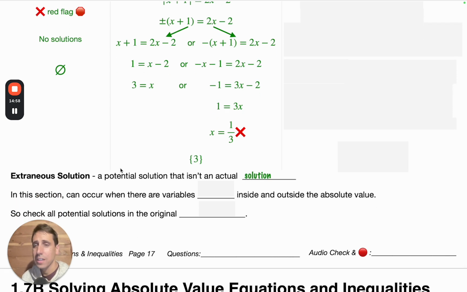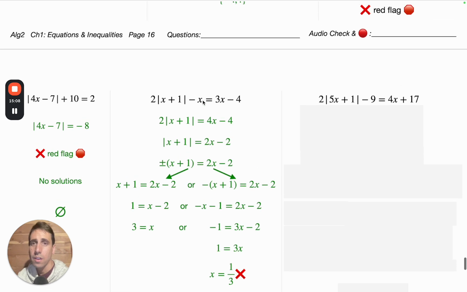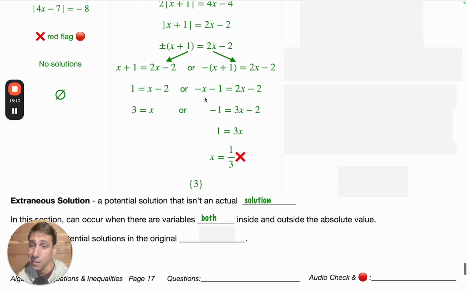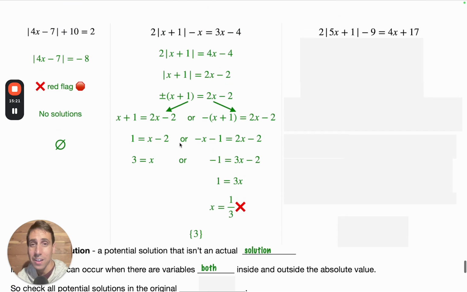In this section, it can occur when there are variables both inside and outside the absolute value. So as soon as you start seeing variables inside and outside the absolute value, you've got to start checking every single one of your solutions, because the equation is getting tricky enough. It's not that I did something wrong. I followed all of the algebraic rules that I've been taught.